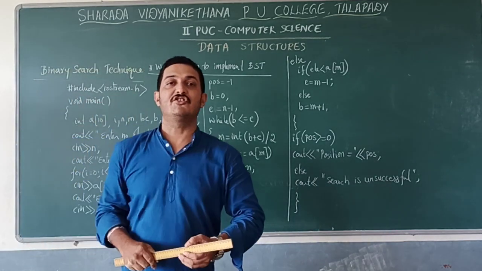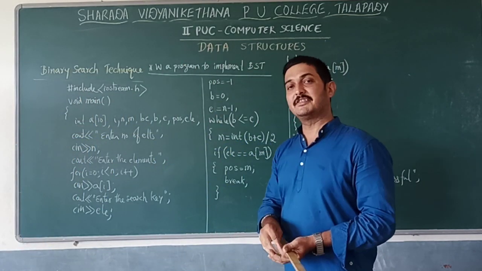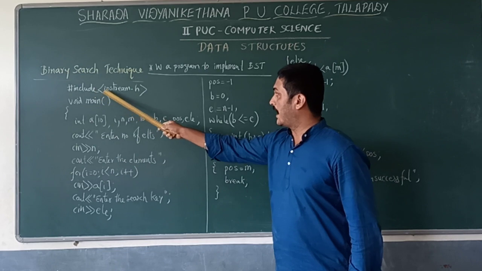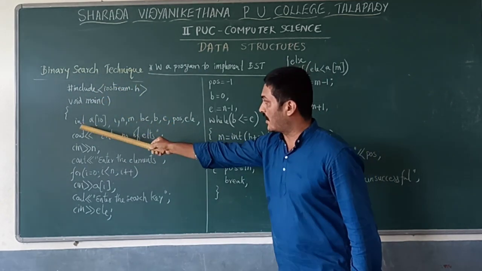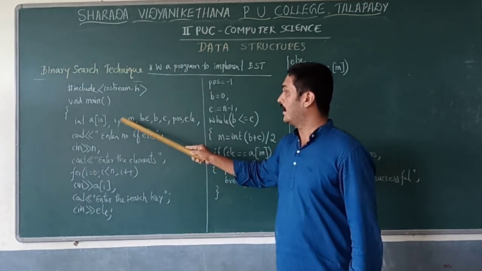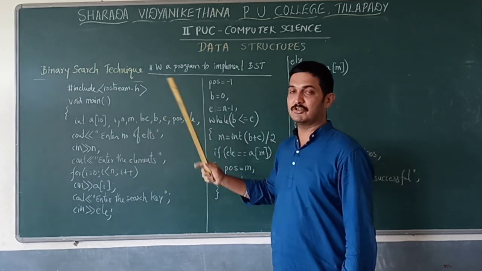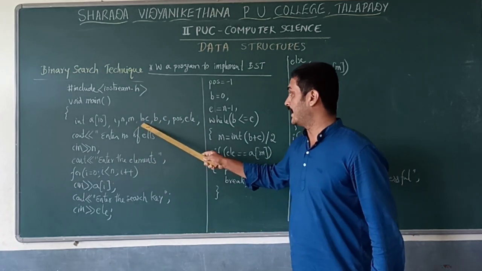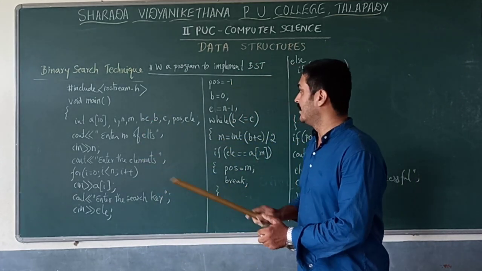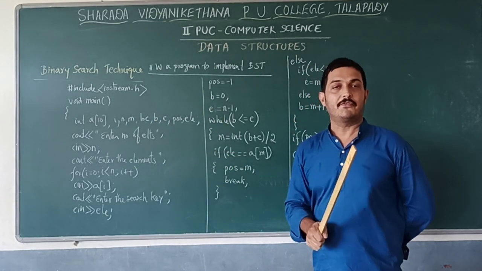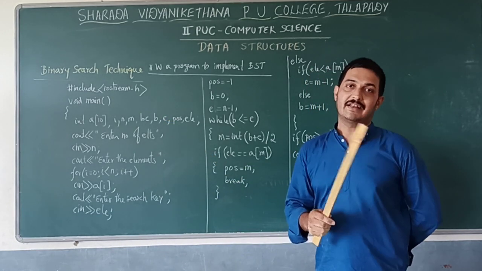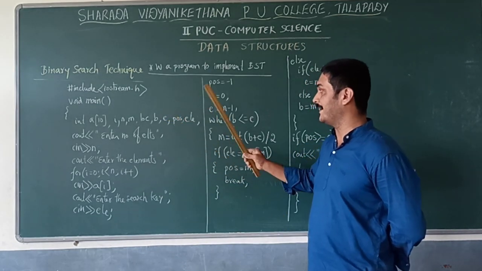Let us see how the binary search technique works. Write a program to implement binary search. Here include iostream.h, void main, next int a of 10, i to specify the index value, n the total number of elements, m to specify the middle element, LOC for position, B for the location of the starting point, the first element, E for the location of the last element, and ELE.